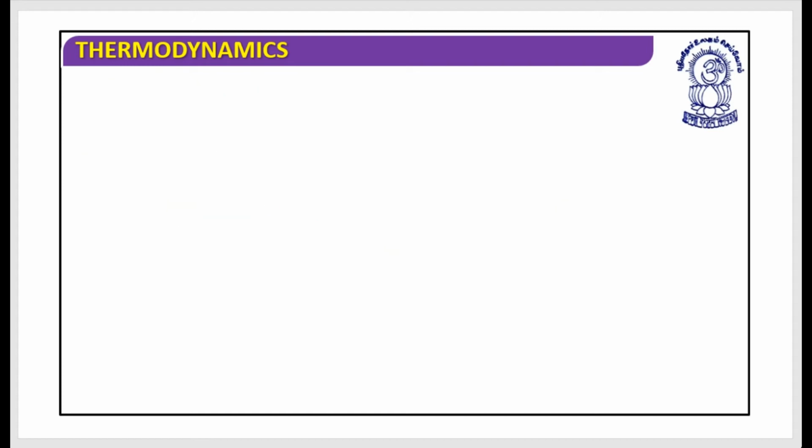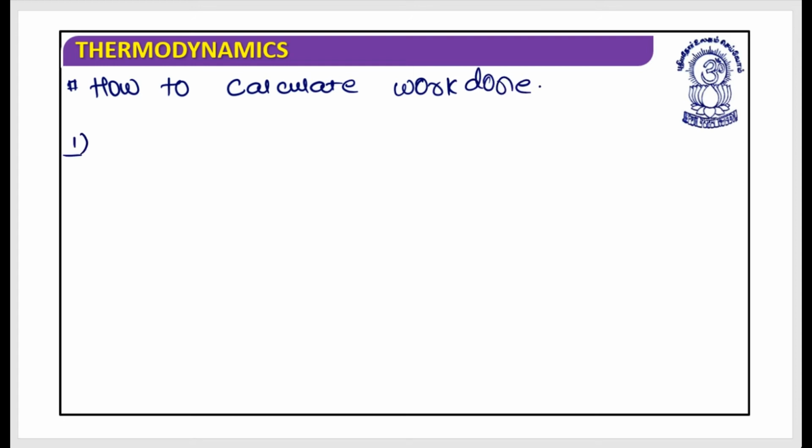Great. Now let's look at the next thing about work done: how to calculate it. We have different approaches to calculate the work done. Let's see this. First, delta W is equal to P into delta V, that is final volume minus initial volume multiplied by pressure. That is how we can evaluate delta W.